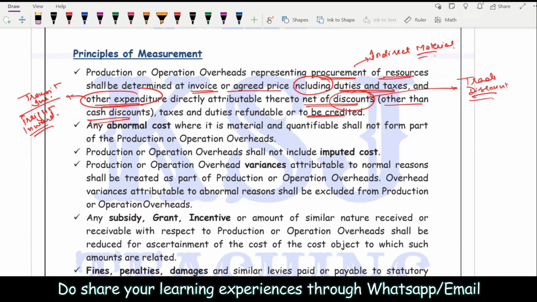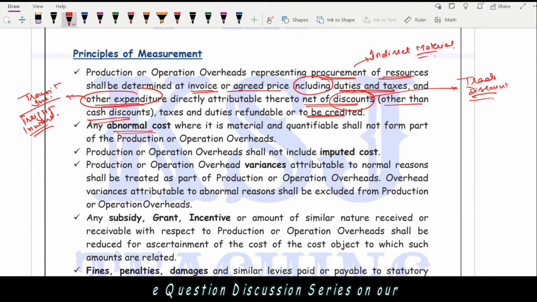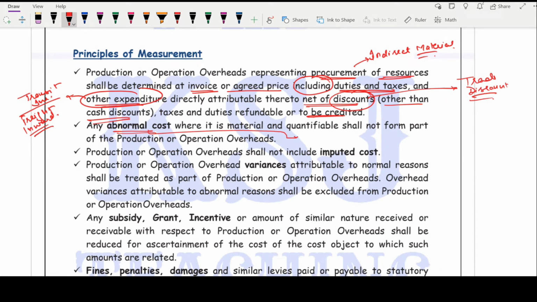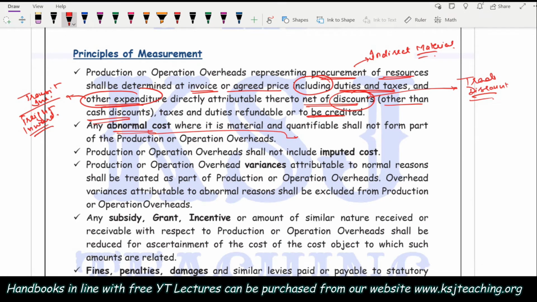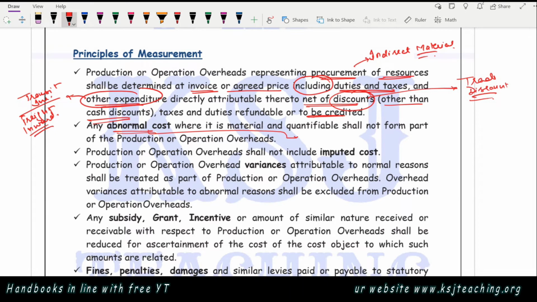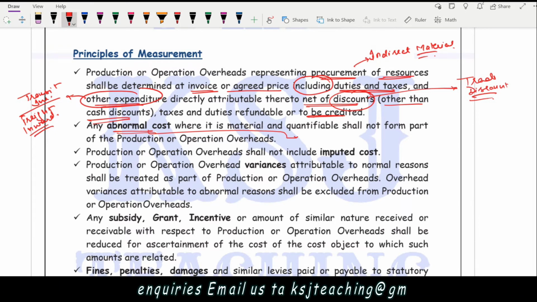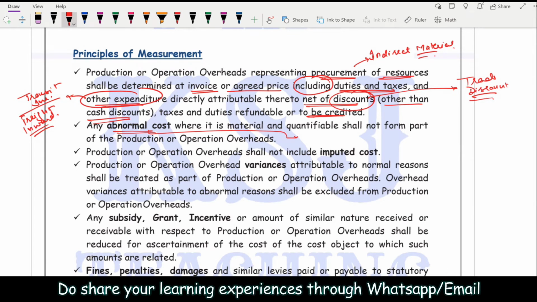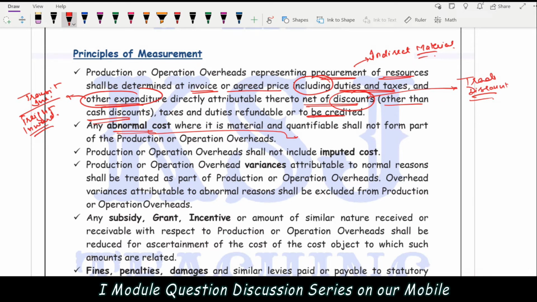Any abnormal cost will be directly taken to the costing profit and loss account, and it will not form part of your overheads, right? Because the cost which forms part of production or operation overheads, you will have to recover from your customer. All the cost which is to be recovered from the customer, you will include in production overheads. But if there is any cost which is not to be recovered from your customer, then you cannot add that.